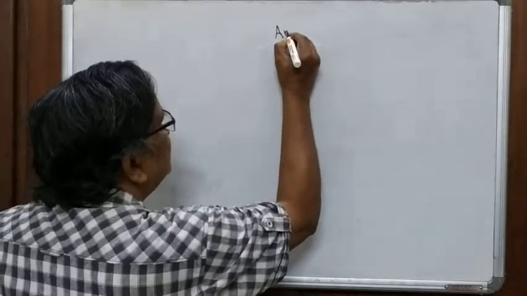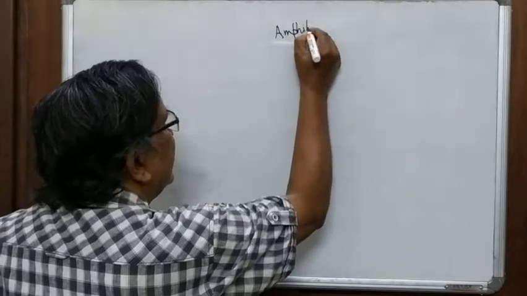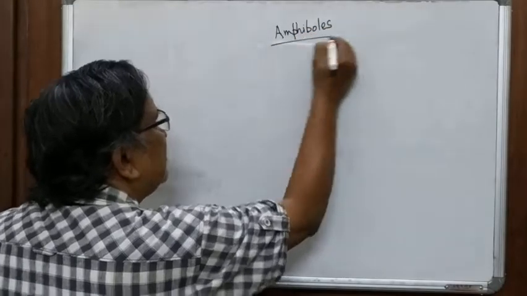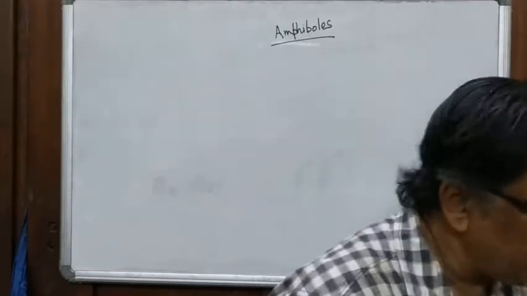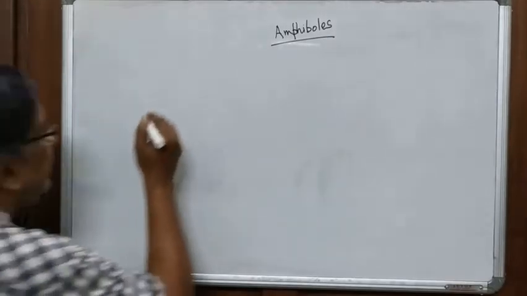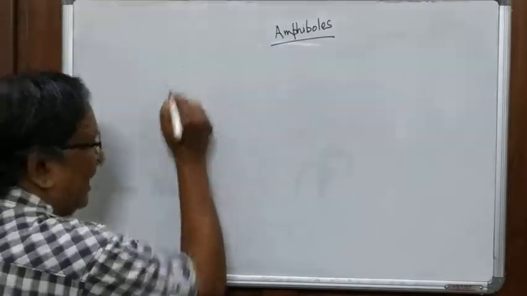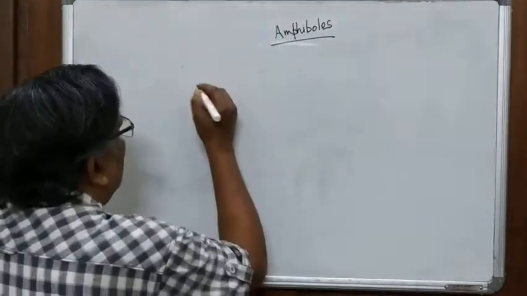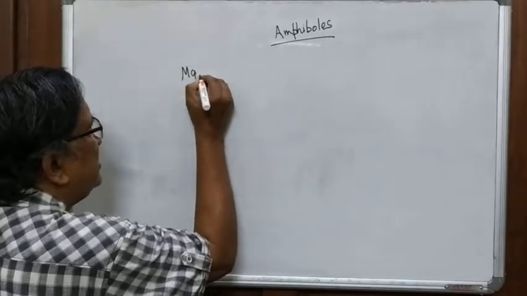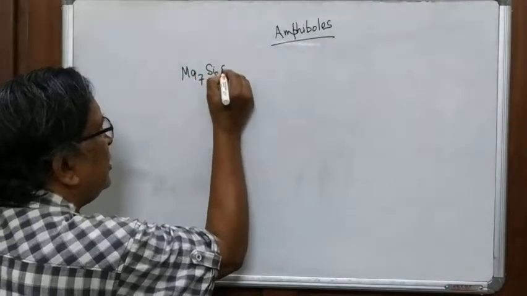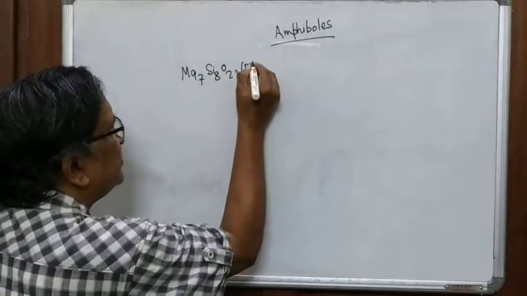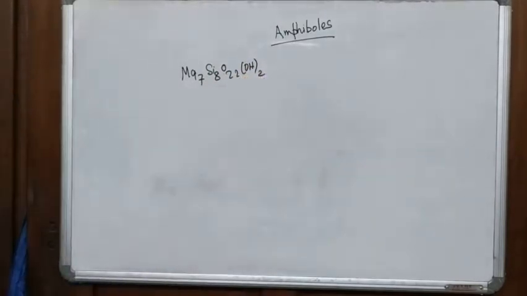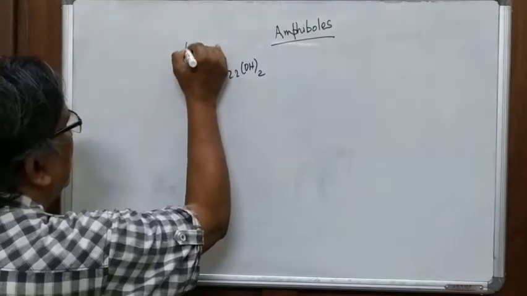Let's talk a little bit about amphiboles. And it is very important for us to understand amphiboles. These are really very complex names, very complex. The easiest way to identify an amphibole is to write a formula. I think if you remember this formula, everything else becomes easier. This is Mg7Si8O22(OH)2. This is the simplest of amphiboles. The name of this amphibole is anthophyllite.